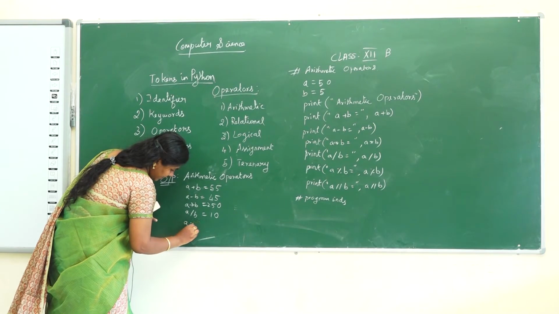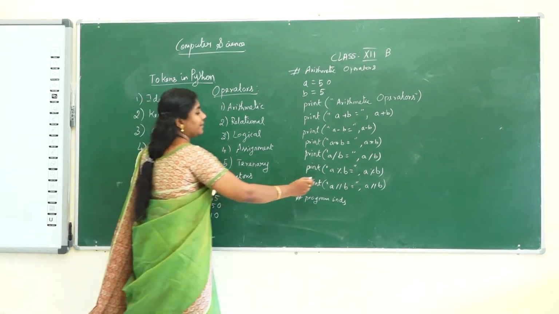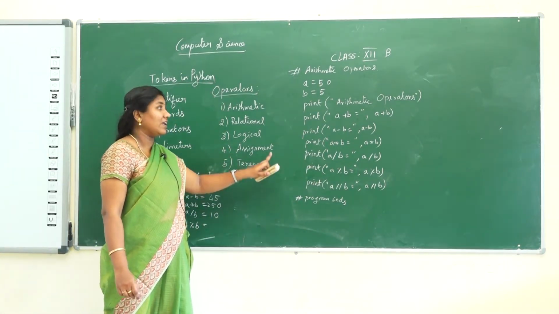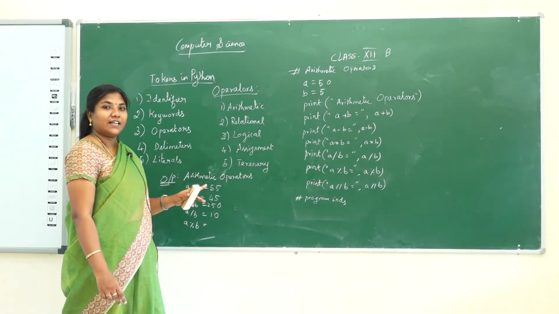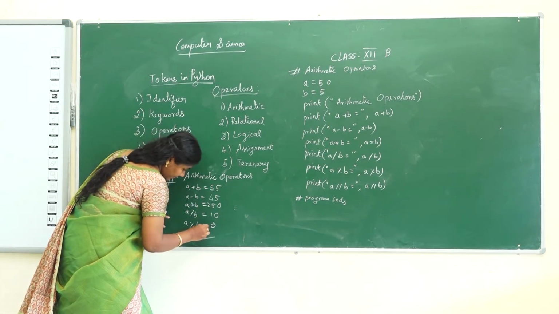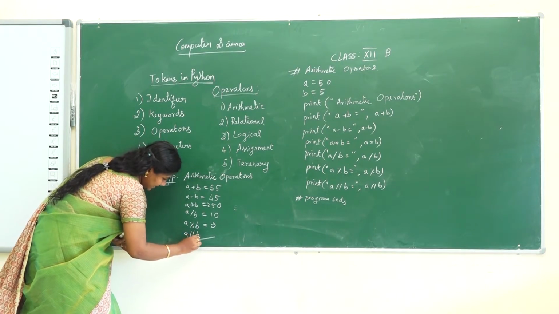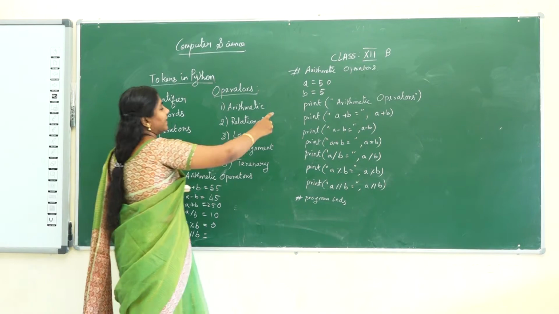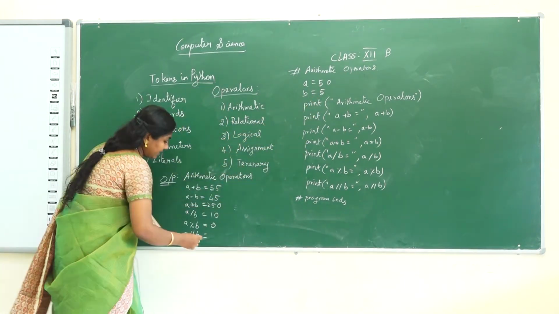Next I am using the modulo operator, A percentage symbol B. I have already told, it will give only the remainder part. When you are dividing 50 by 5, what will be the remainder? The remainder will be 0. And the next one, A floor division B, double slash. I am dividing 50 by 5, what will be the value? The same thing, I am having 10.